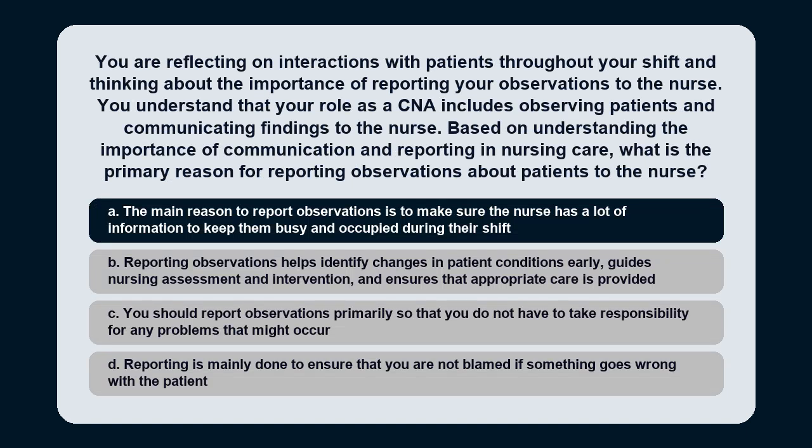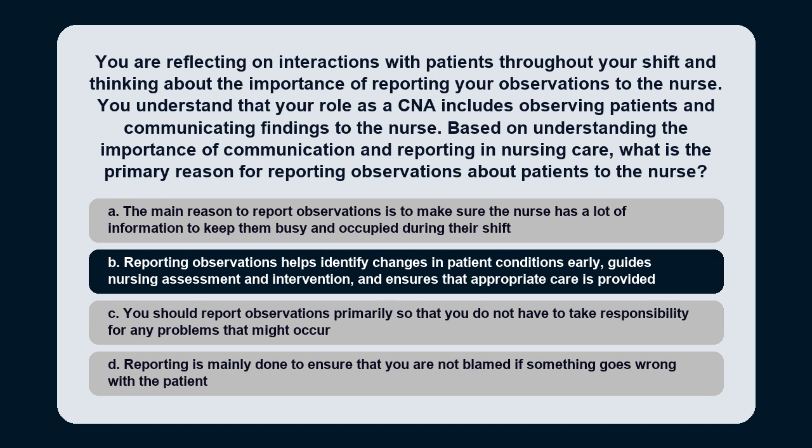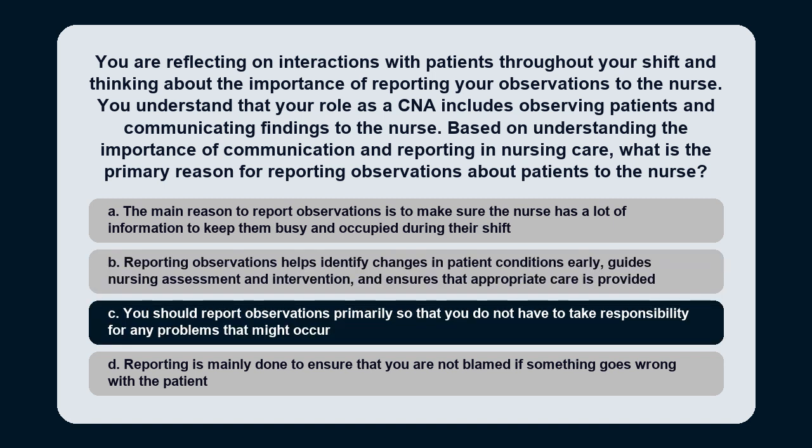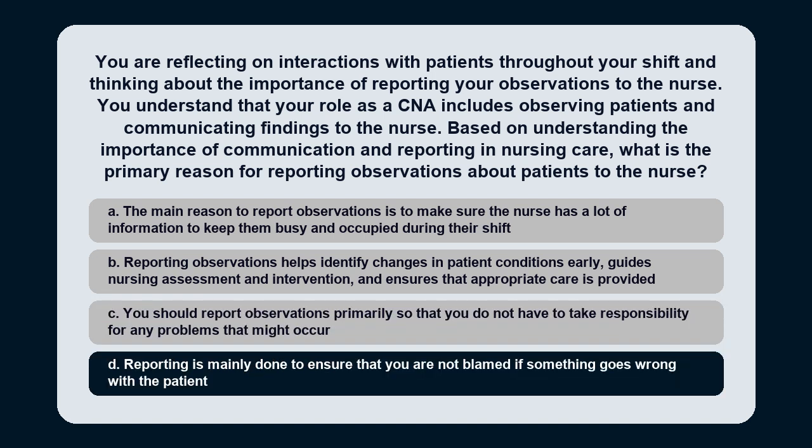Option A. The main reason to report observations is to make sure the nurse has a lot of information to keep them busy and occupied during their shift. Option B. Reporting observations helps identify changes in patient conditions early, guides nursing assessment and intervention, and ensures that appropriate care is provided. Option C. You should report observations primarily so that you do not have to take responsibility for any problems that might occur. Option D. Reporting is mainly done to ensure that you are not blamed if something goes wrong with the patient.